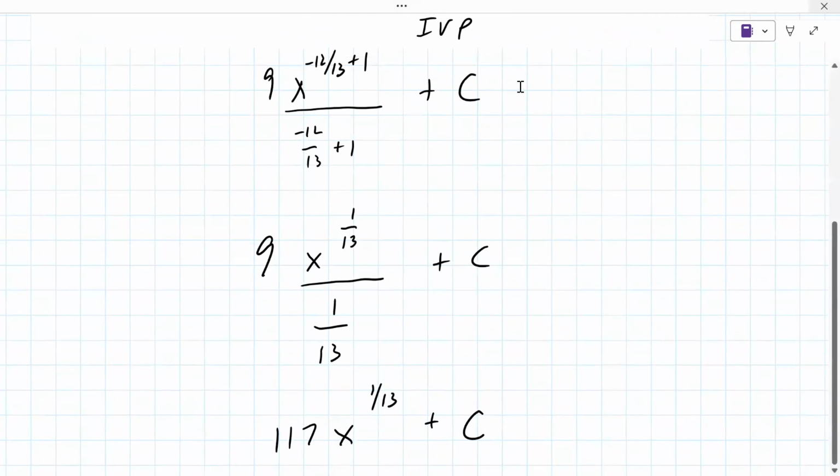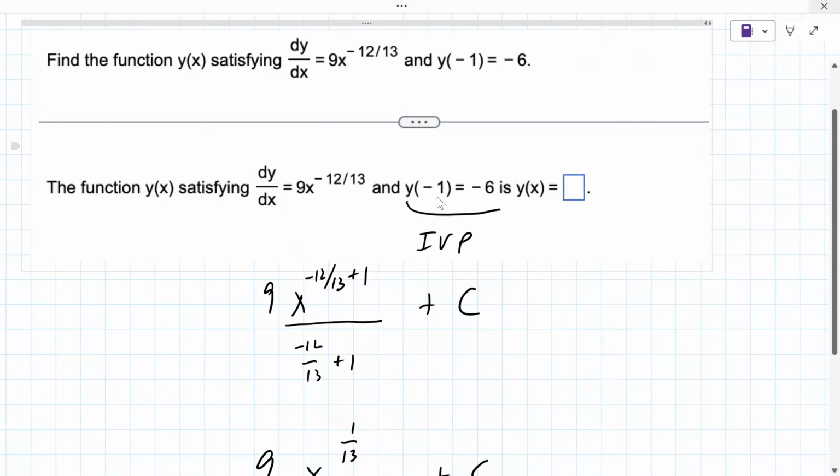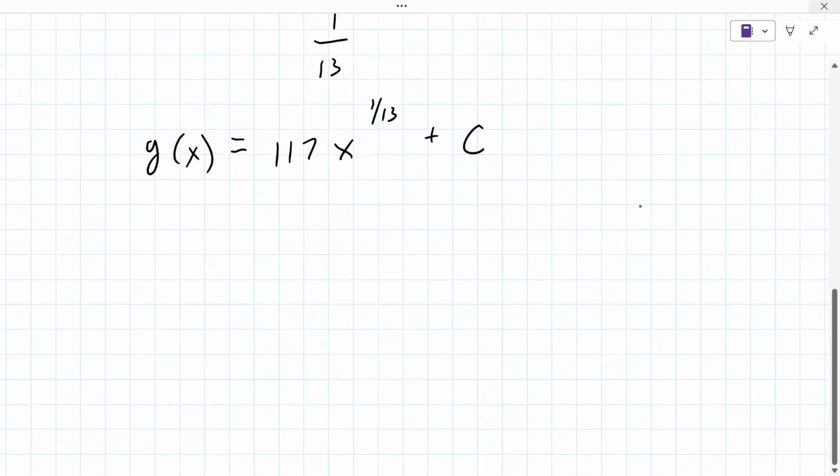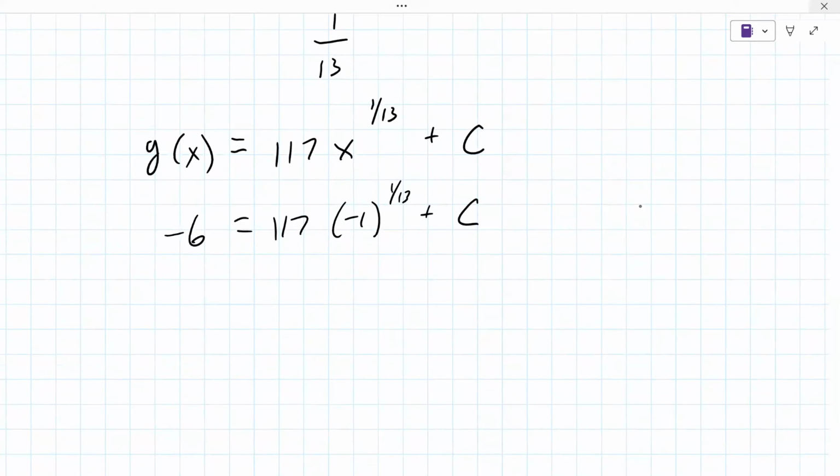Okay. And then to find C, use that initial condition. So you use that part here where it says, okay, x is -1, y is -6. Sorry for scrolling. 117, -1 to the 1 over 13 power plus C, like that. All right. And if you haven't done this in a while, this 1 over 13 power means the 13th root of -1, which is -1.